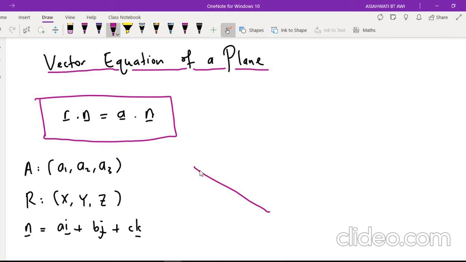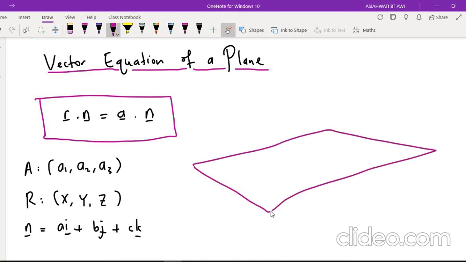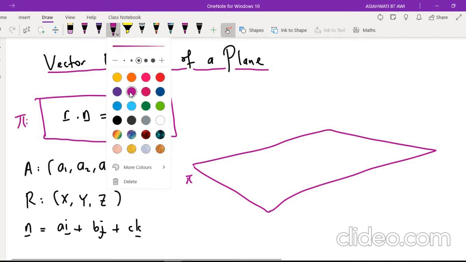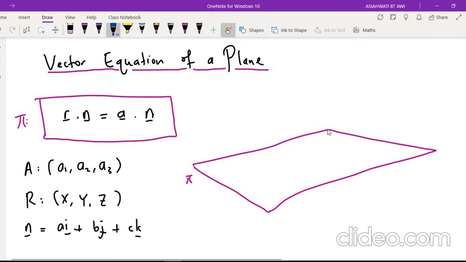So first thing, sketch the plane. This plane is named plane pi. Plane pi consists of n, a vector which is perpendicular to the plane at 90 degrees, and a point A lies on the plane. A is represented by coordinates A1, A2, A3. R is any point, and it also lies on the plane.